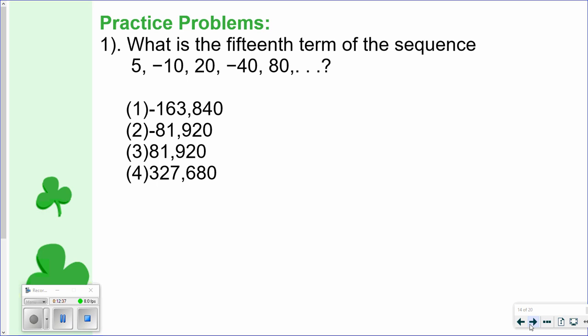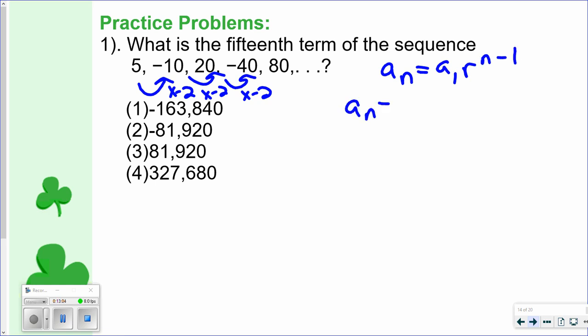So when I look at it, from 5 to negative 10, I can see what I added to get there or subtracted. Or I can say, all right, let me say 5 times, negative 2. Oh, if I multiply by negative 2. Okay, so this must be geometric, so I'm going to use my geometric formula.